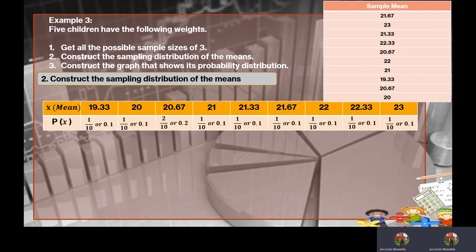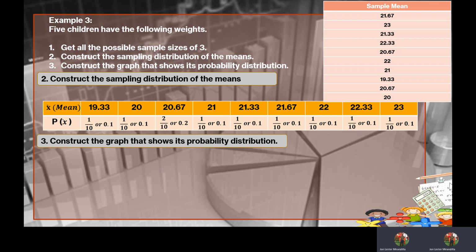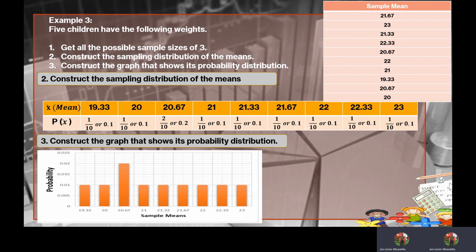Okay, thank you. Next tayo, proceed tayo sa ating goal, which is yung number 3, construct the graph. Since meron na tayong mean and probability distribution doon sa ating mga sample means, we need to construct the graph that shows its probability distribution. Ipapakita natin yung distribution ng ating mga means. So, we have the illustration or the graph.